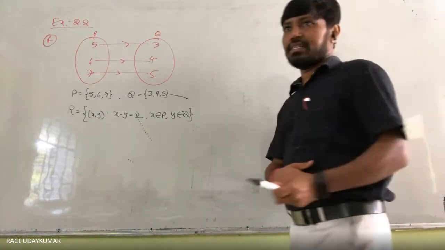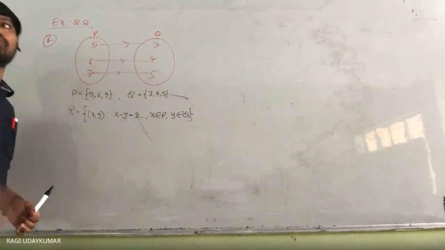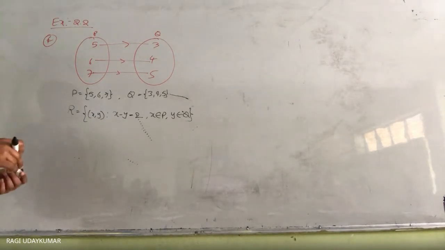Difference between x and y is 2. So obviously this number is greater than this number होगा. y minus x is 2, वो भी लिख सकते हैं. रोस्टर फॉर्म में लिखना है. y minus x is equal to minus 2 लिख सकते हैं.